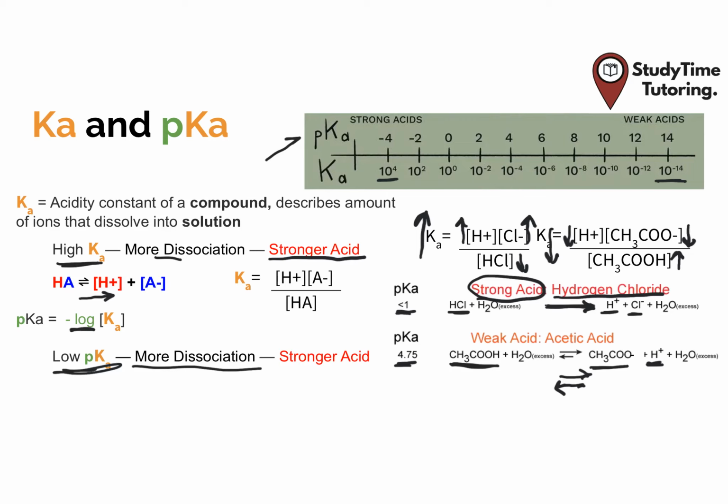So because Ka is small and pKa is large, and the fact that there's going to be less dissociation, means that the compound acetic acid is going to be a weak acid because it's donating fewer hydrogen ions to solution.